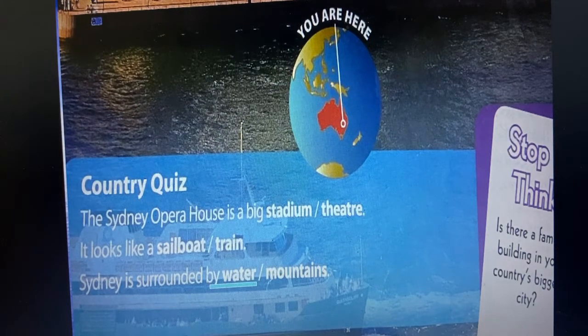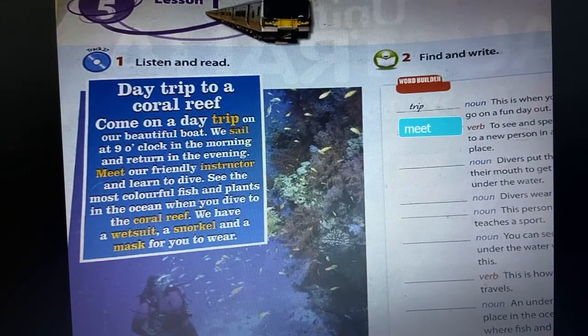Now, I want you to open page 46. Page 46. Listen and read. I'm going to read this short paragraph. Listen carefully and follow me. Day trip to a coral reef. Day trip to a coral reef.